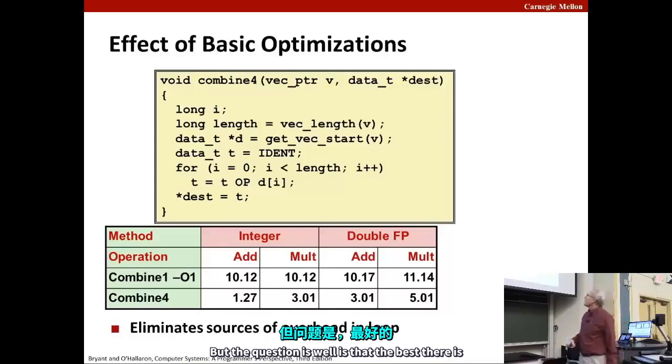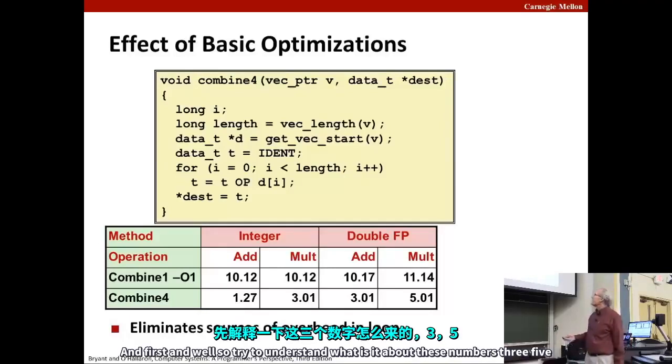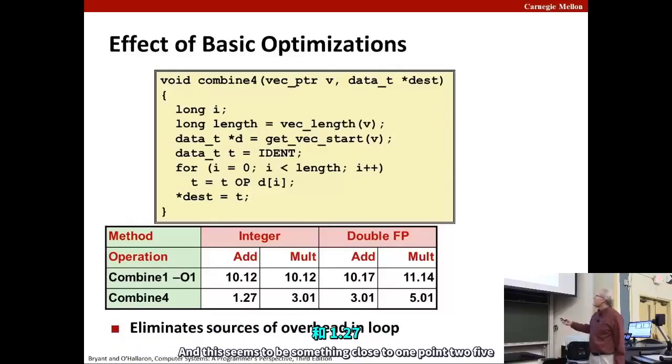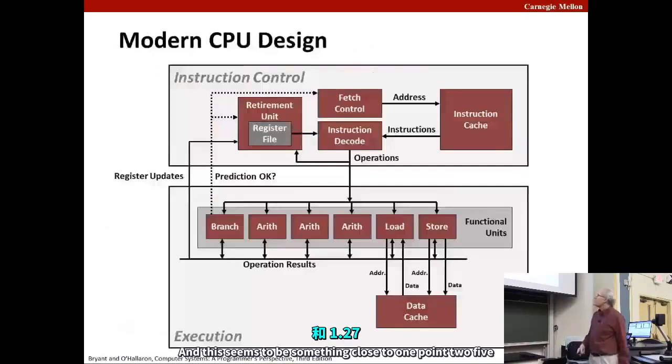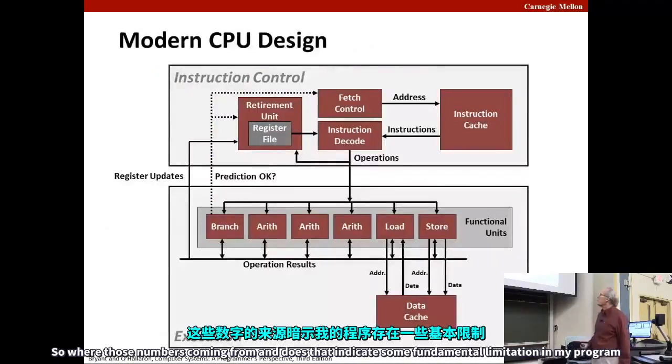But the question is, well, is that the best there is? And also try to understand, what is it about these numbers 3, 5, and this seems to be something close to 1.25. So where are those numbers coming from? And does that indicate some fundamental limitation in my program?